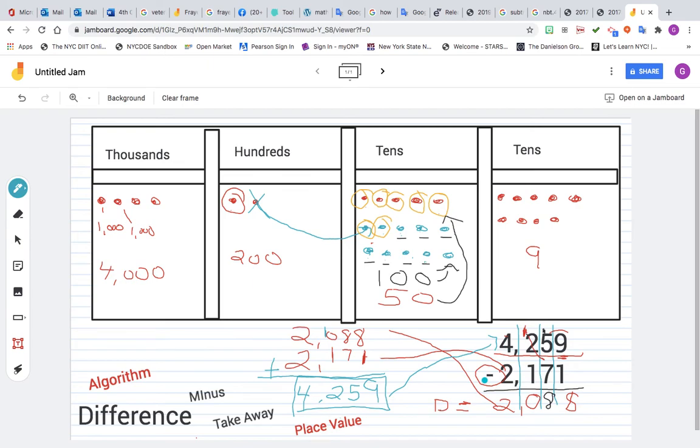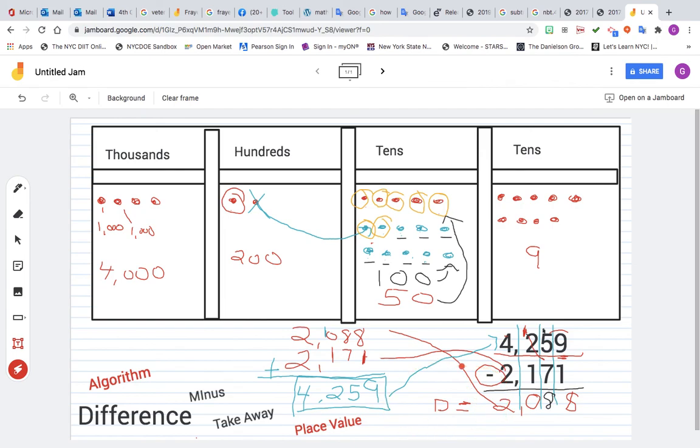So there you have it. This is how you would subtract multi-digit numbers, and this is how you can use a place value chart. The goal today is to subtract multi-digit whole numbers using our prior knowledge of place value, knowing that we must take away, knowing that we must minus, and using our standard algorithm, which is lining the numbers up to show the place value, and then finding the difference.